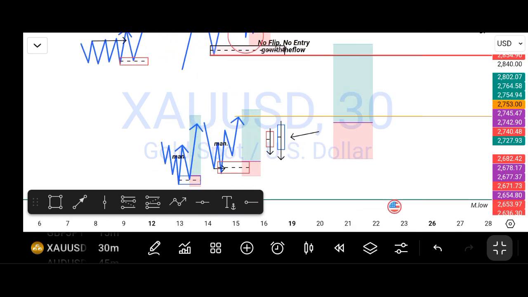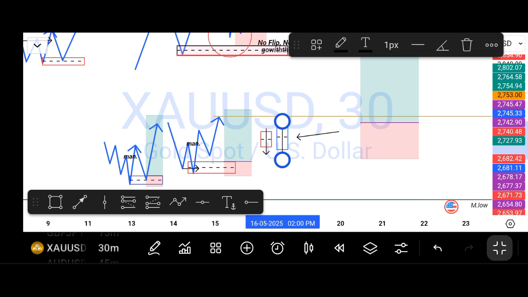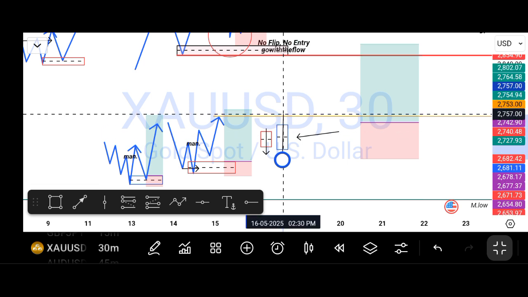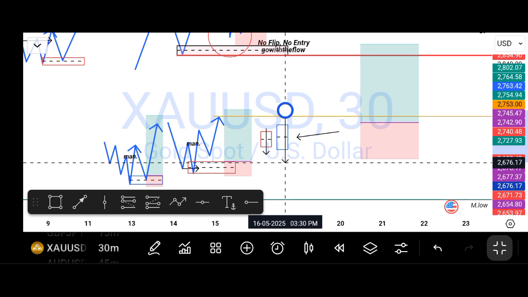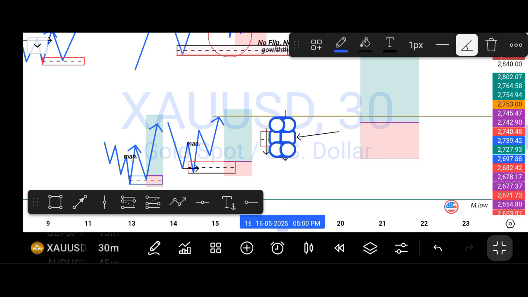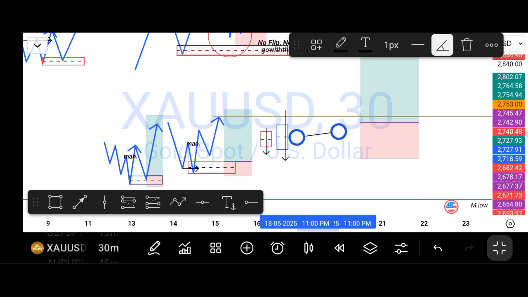We have bullish engulfing, we have bearish engulfing. But the idea is that the candle must cover the entire zone, as in, it must cover the other candle. If it's a bearish engulfing, the bearish candle must engulf totally, covering the bullish candle. If it's a bullish engulfing, the candle must engulf the bearish candle totally.